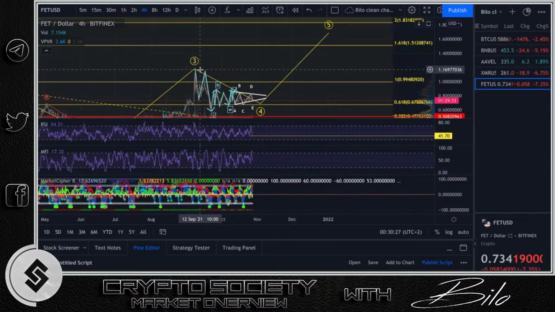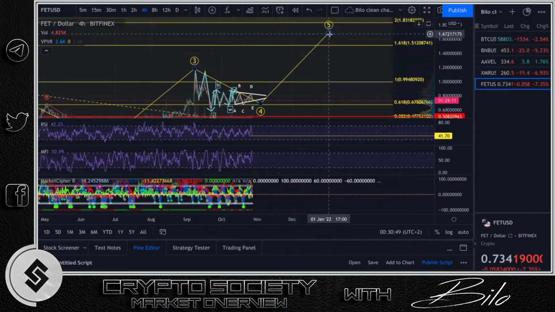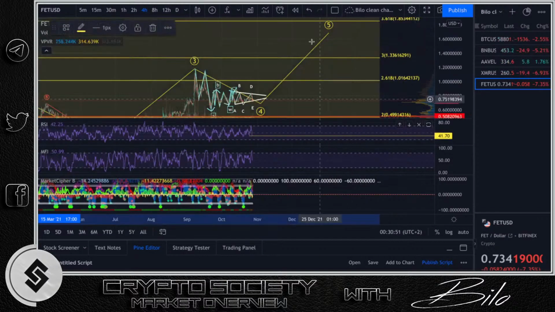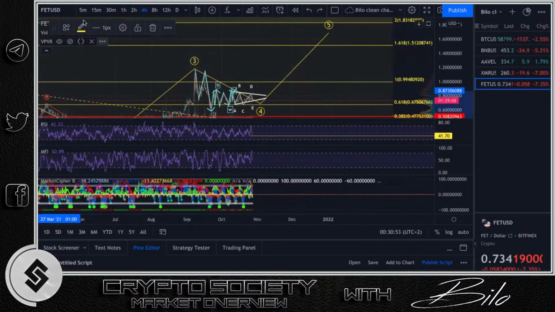This is 1 point what? This is 1.3 would be here. So this would be 1.15 times 1.42. 633. Exactly. Yeah, no, this is wave 5. This is wave 5. I'm locking this. Yeah, this is pretty good.